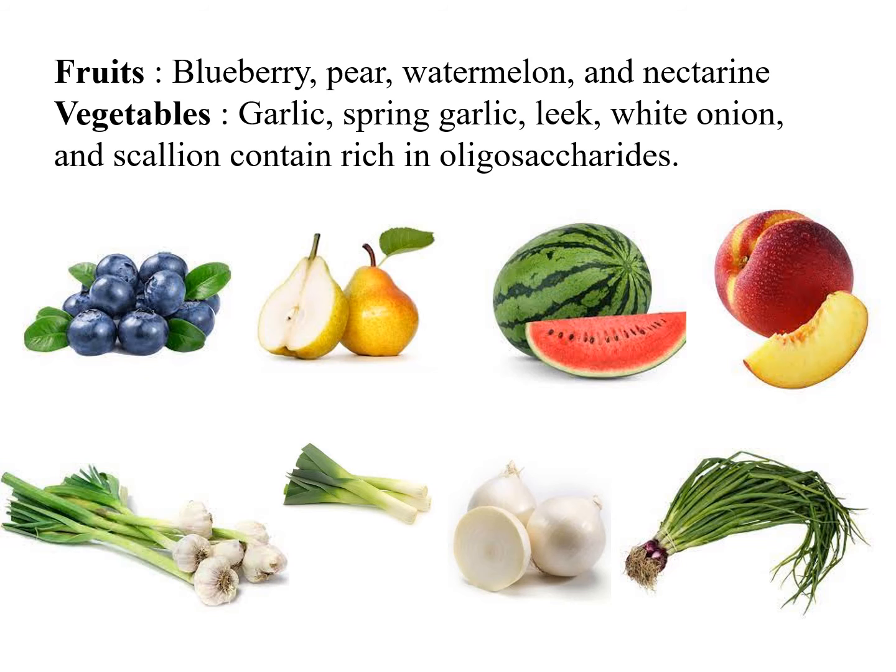Here we'll see which fruits and vegetables contain oligosaccharides. In this example, blueberries, pear, watermelon, nectarine. Coming to vegetables, garlic, spring garlic, leek, white onions. All these vegetables and fruits contain a lot of oligosaccharides, which helps proper digestion of food and, at the same time, relieves the discomfort of constipation.